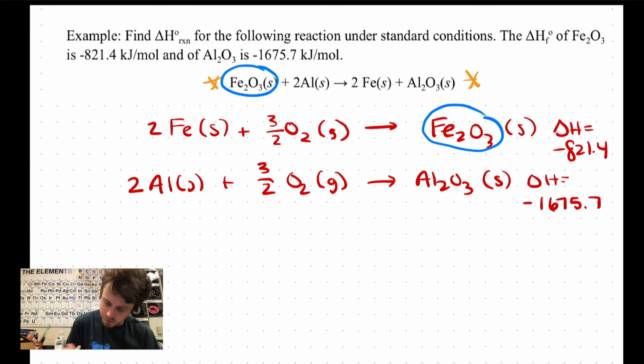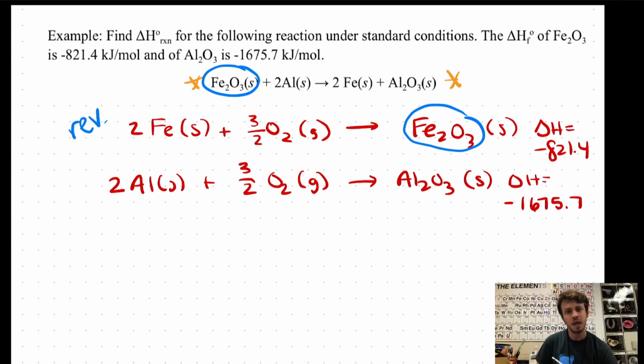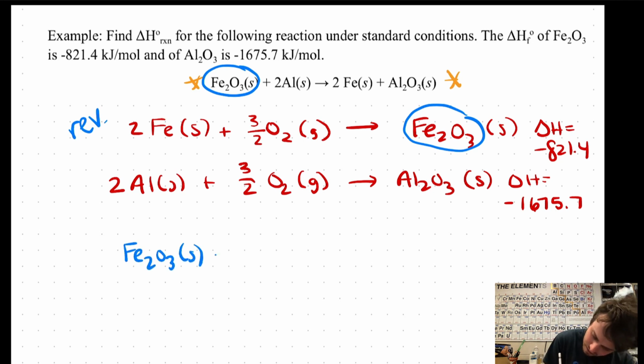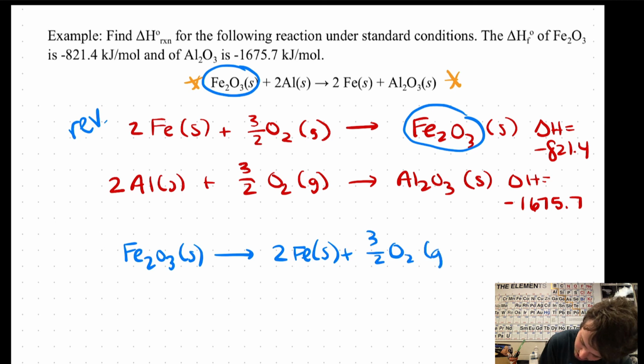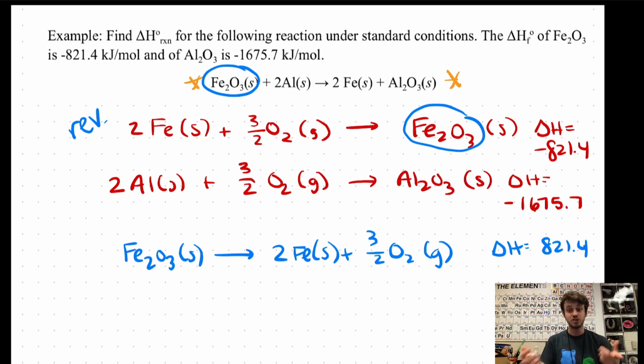Okay, so just like before, I have Fe2O3. Here is Fe2O3, so I would need to reverse this reaction. But one thing that I do see is that the coefficient is correct. So I am going to reverse that reaction. So Fe2O3 is going to form 2Fe plus 3/2 oxygen gas. Since I reversed my reaction, I'm going to change my sign, right? I'm going to multiply that by -1.